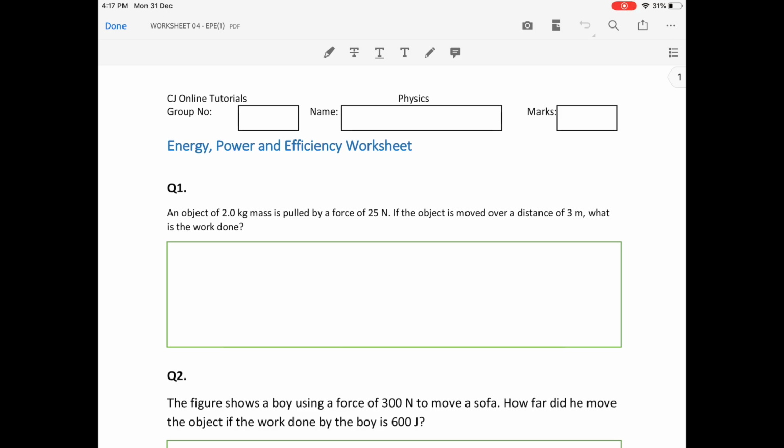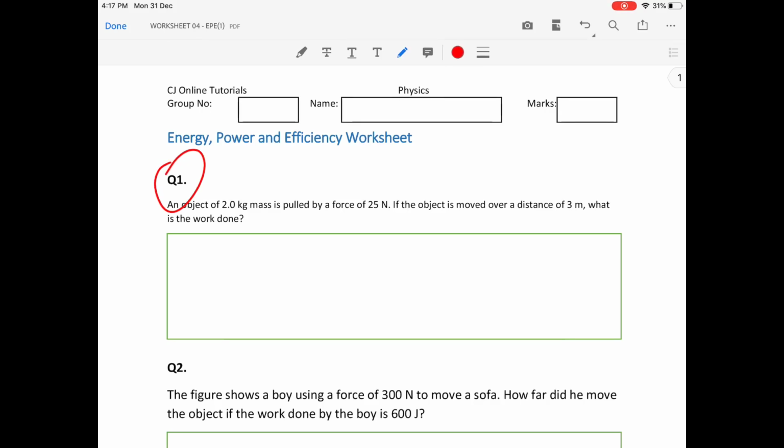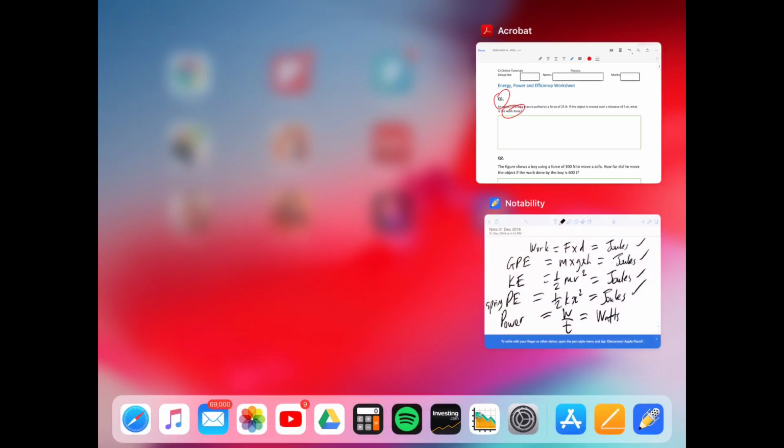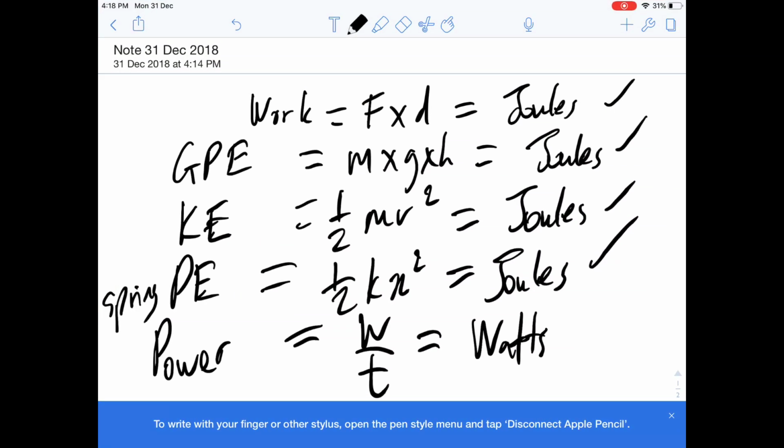For instance, let's take a look at question 1. Question 1 says, an object of 2 kg mass is pulled by a force of 25 newtons. If the object is moved over a distance of 3 meters, what is the work done? The question states pretty simply, work done. So let's go back to our formula sheet. What is the work equation? The work equation is this one here. Work equals force times distance.